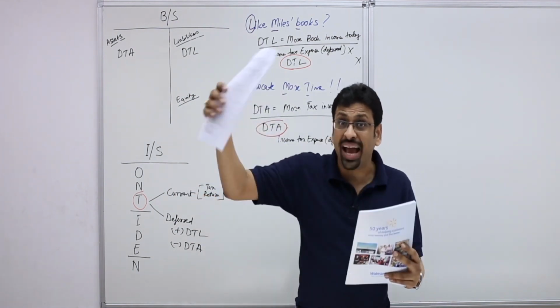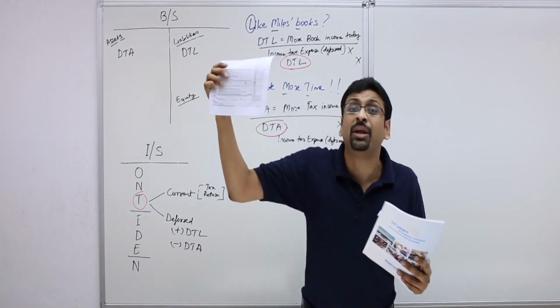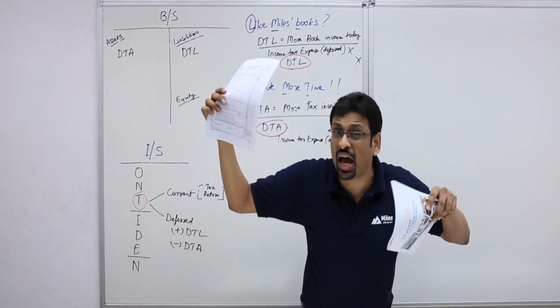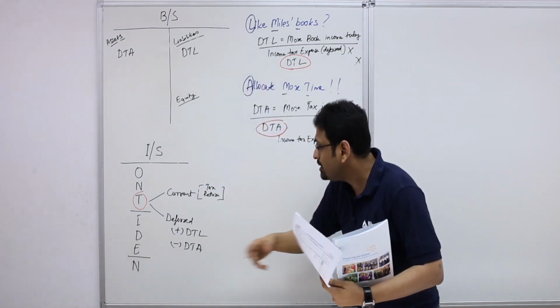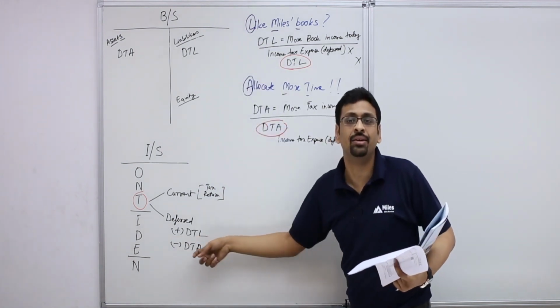You've prepaid some taxes, tax income is more than book income. You've prepaid some taxes, that's not expense now, that's going to be expense when you're going to earn the income. That's a subtract, it's less here.